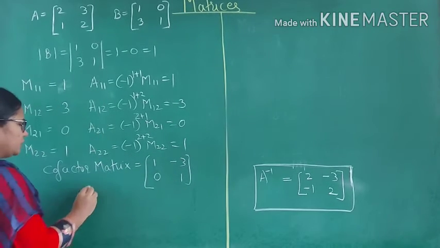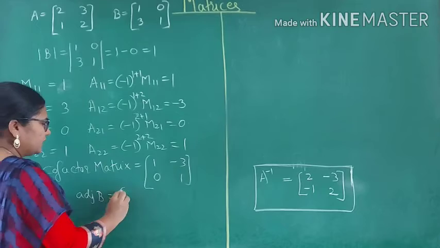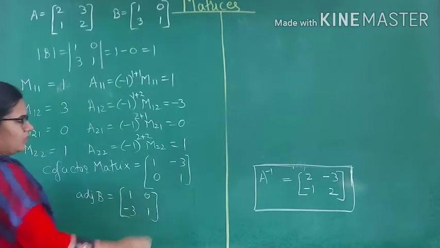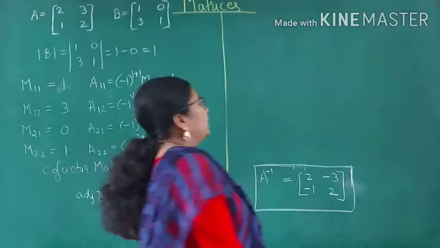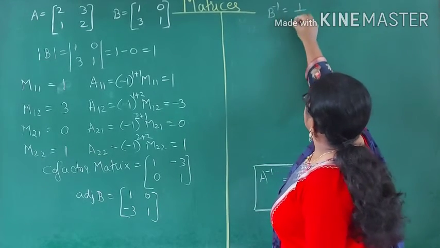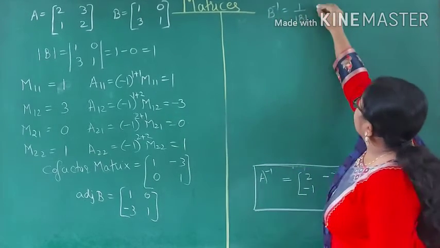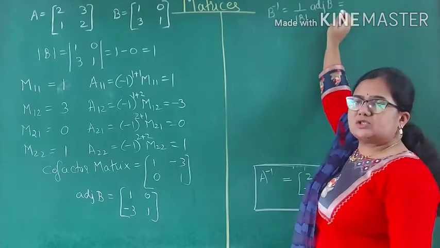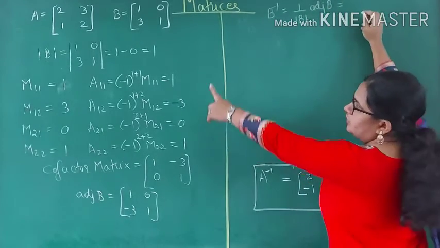And what will be adjoint of B? Interchange the row and column. 1 minus 3 0 1. So this is your adjoint. So what will be B inverse equal to? B inverse equal to 1 upon determinant of B into adjoint of B. Determinant of B is 1.